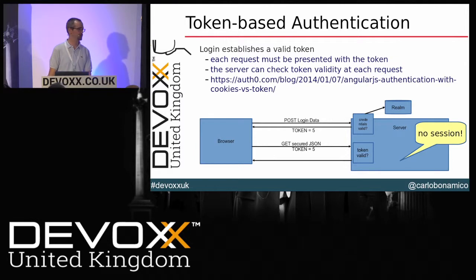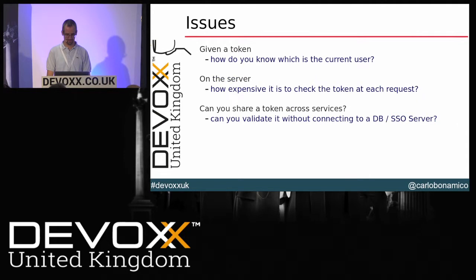The key point is obviously, how can I validate the token? And given a token, how do you know who is the current user? How expensive is it to validate the token? Can you share a token across many services? So you have an application which is, let's say, a mashup, which accesses many REST services from different servers. And so you need to send the same token to multiple servers.